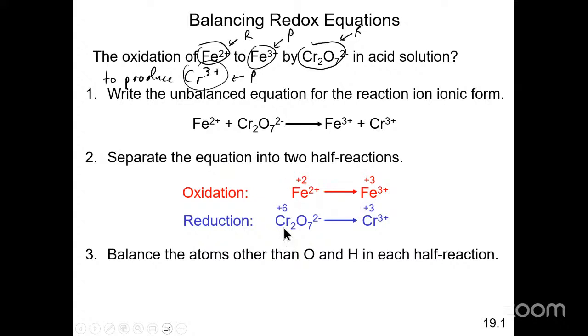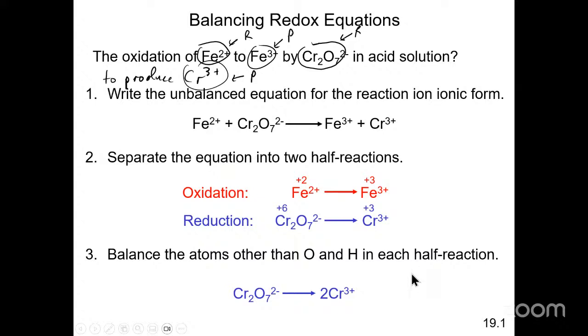However, in the case of the second half equation, the reduction half equation, you'll notice that we have 2 chromiums here and we have only 1 here, right? So the question now becomes, how do we balance the chromiums? And the answer is we simply put a coefficient of 2 right here, and the result would be this half equation here, right? So step number 3, very important, you balance all atoms excepting oxygen and hydrogen.